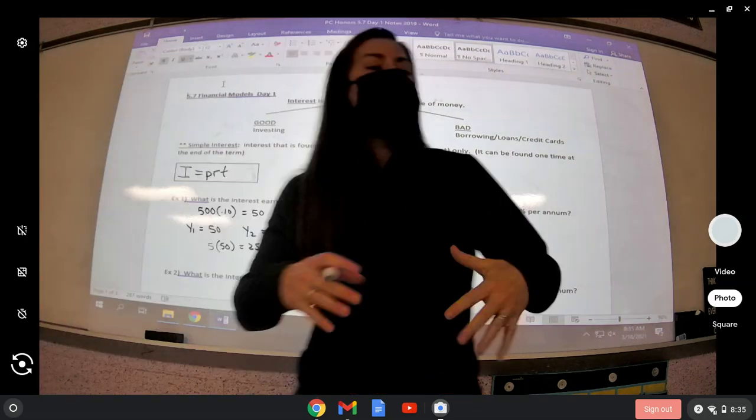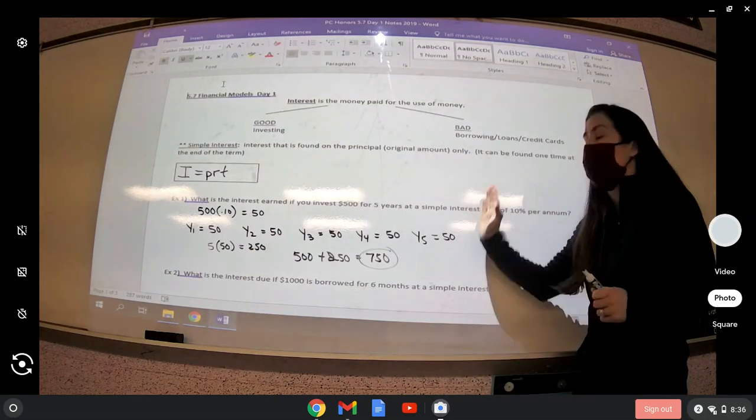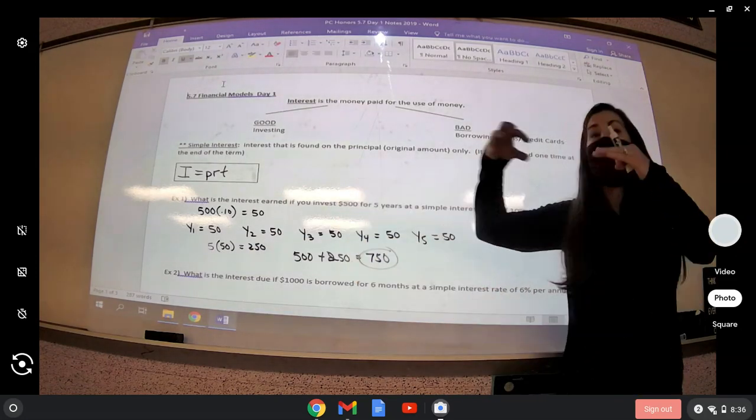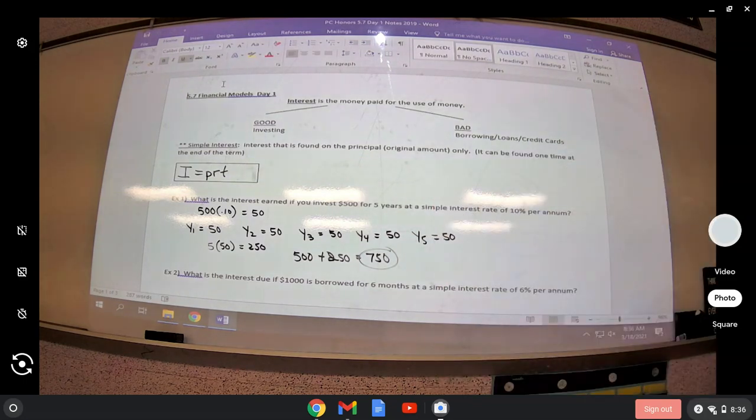And again, with simple interest, they do not add any of this money in until at the end of your term when 5 years is up. Interest does not get to earn interest with simple interest. All right, so look at example 2.